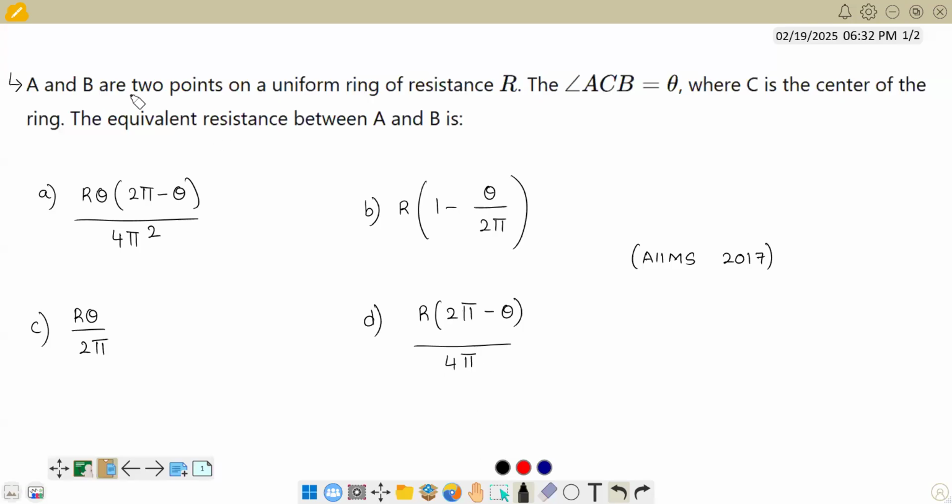Hello student, the question says A and B are 2 points on a uniform ring of resistance R. The angle ACB is equal to theta, where C is the center of the ring. Find the equivalent resistance between A and B. So we have to find an equivalent resistance.